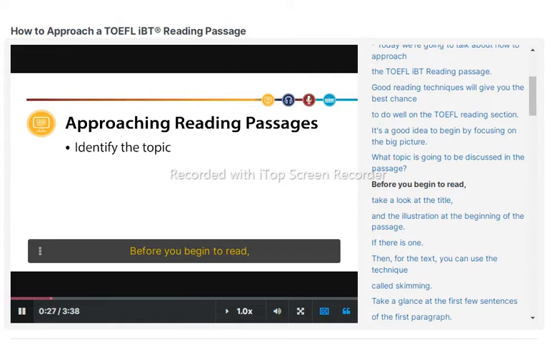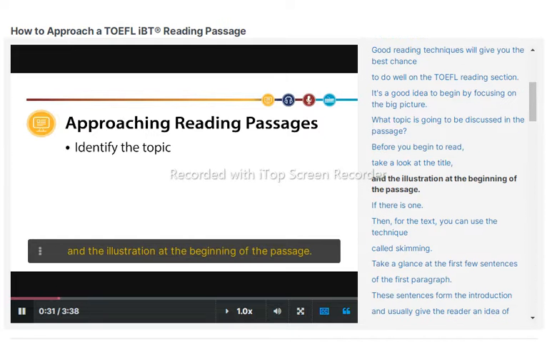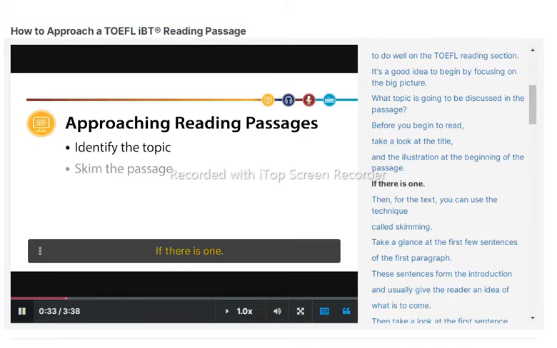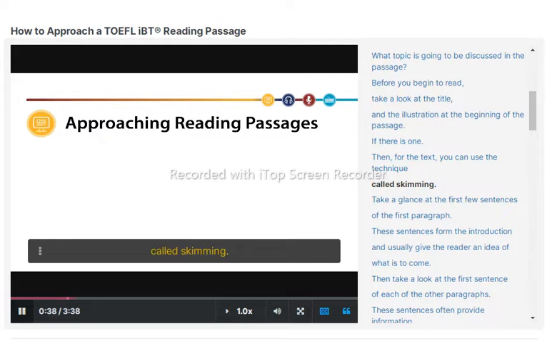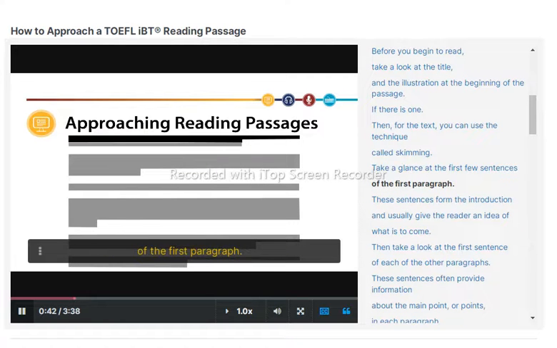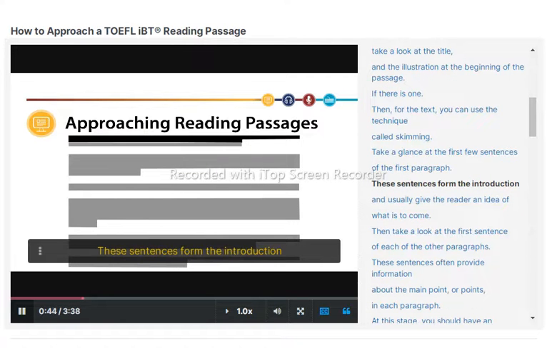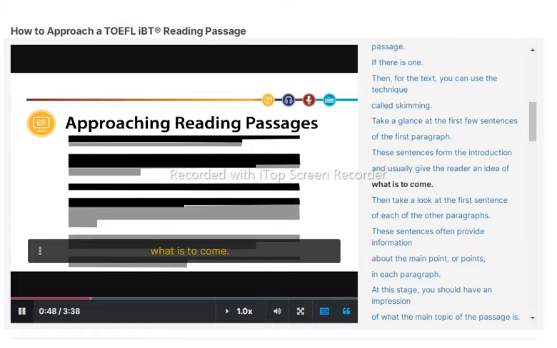Before you begin to read, take a look at the title and the illustration at the beginning of the passage, if there is one. Then, for the text, you can use a technique called skimming. Take a glance at the first few sentences of the first paragraph. These sentences form the introduction and usually give the reader an idea of what is to come.